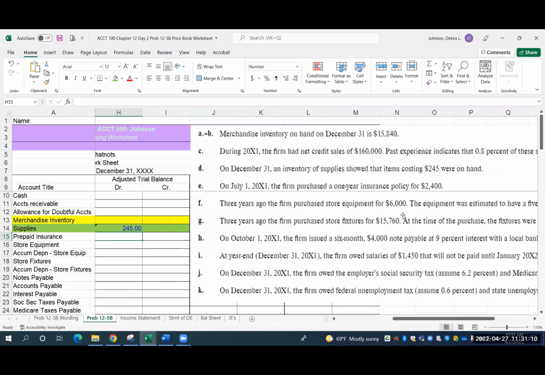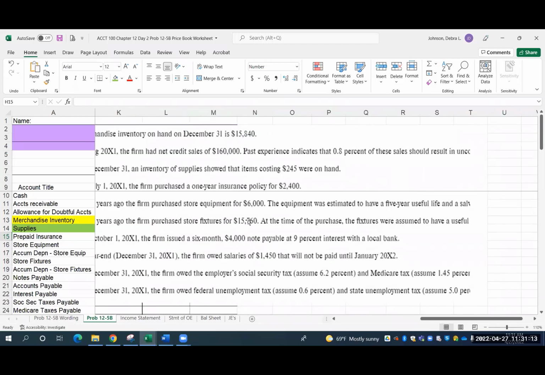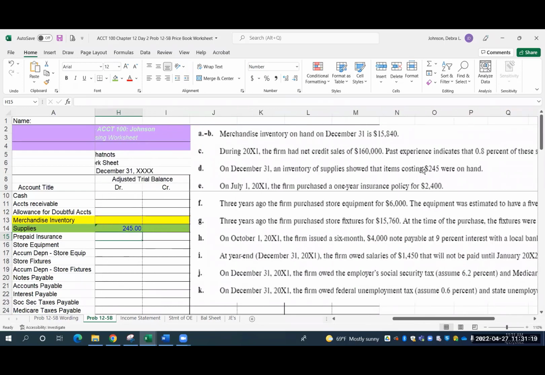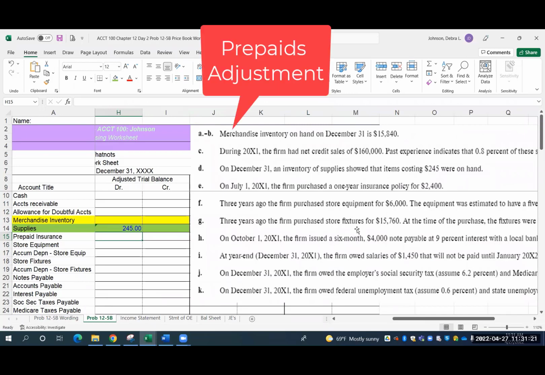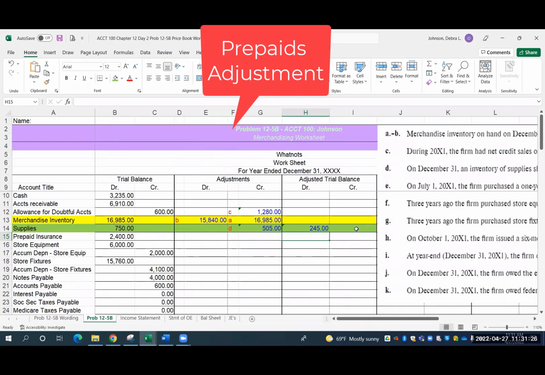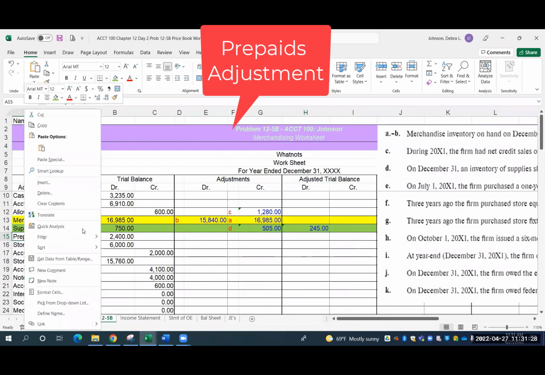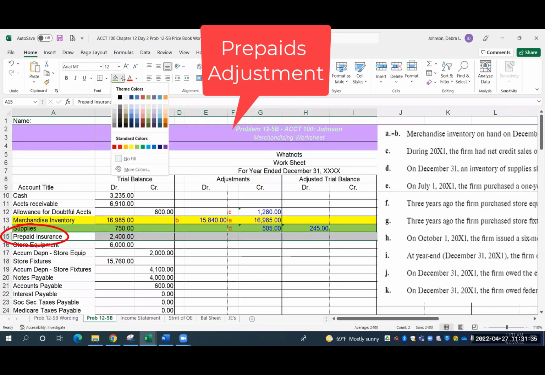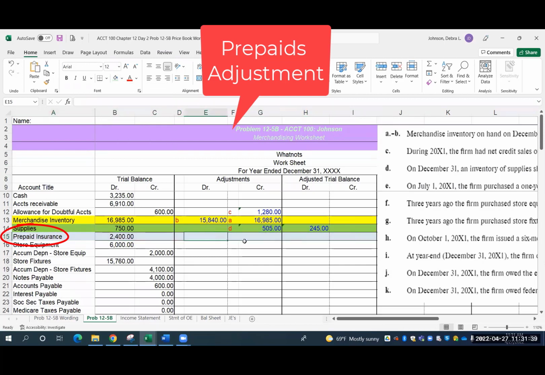All right. Letter E says on, I think that says July 1st, the firm purchased a 1-year insurance policy for $2,400. Okay, well, go find that. That would be in a prepaid account. Here it is. I'm going to make it a different color so it stands out. We'll make it a bluish. And he bought it on July 1st.